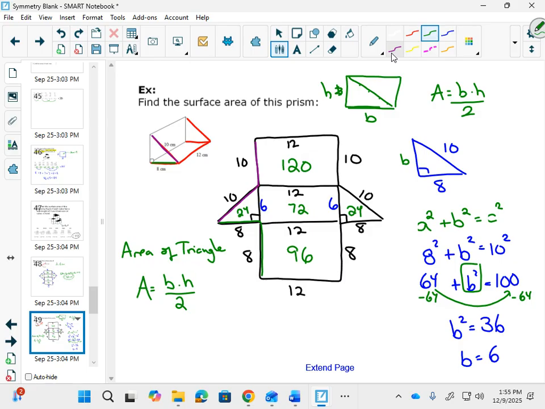And we need to add these all up. I think you get 336 centimeters squared once you add up all 5 of those sides.